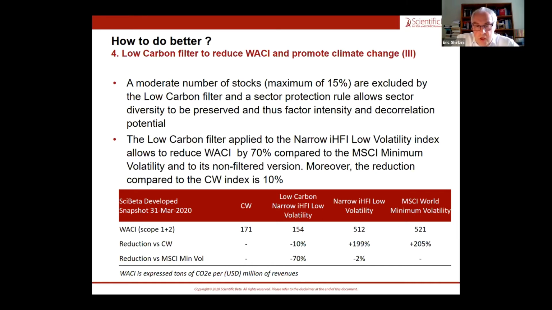And if you want to compare the carbon exposure to other defensive strategies like the MSCI min-vol strategy, our version of the low carbon dynamic defensive strategy has a carbon exposure which is 70% less than the MSCI minimum volatility index. And as we will see in a minute, it doesn't really impact the performance. These exclusions do not impact the performance, but make a big difference in terms of carbon exposure of your defensive strategy.